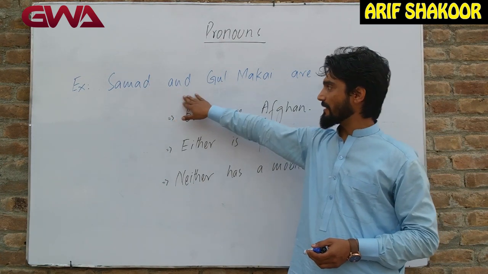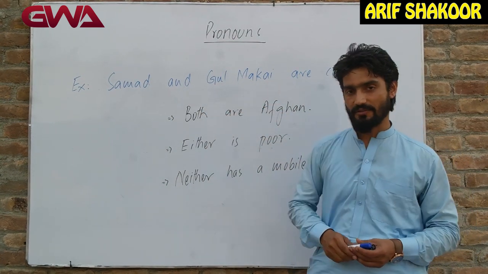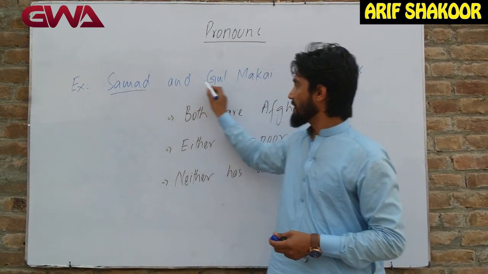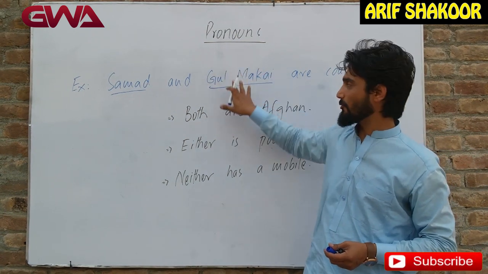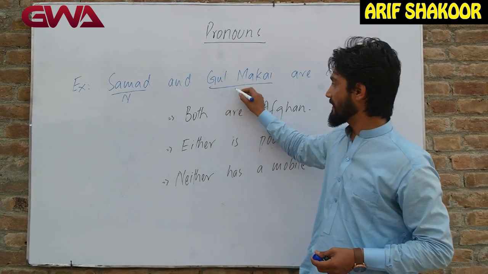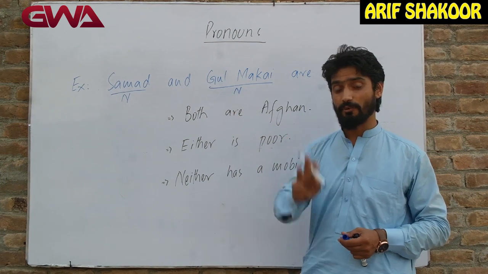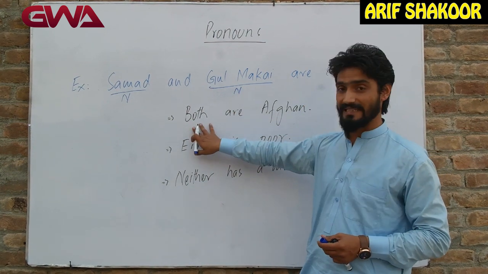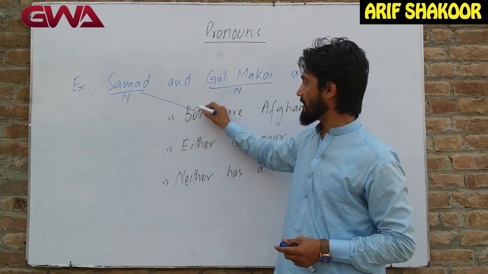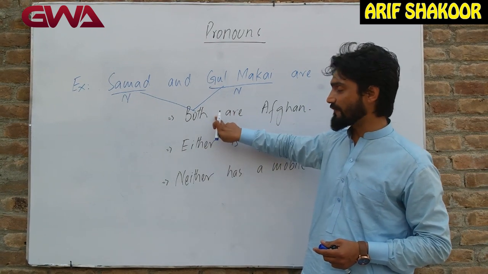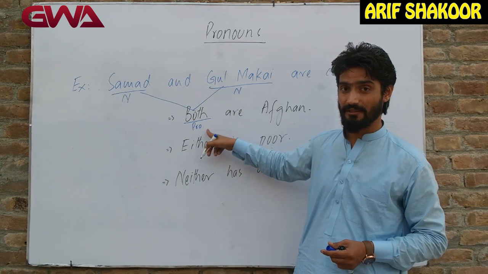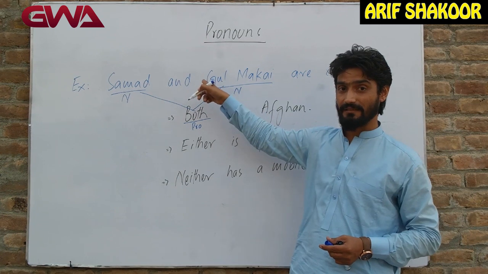Example, Samad and Gulmakai are cousins. Now, remember one thing, pronoun is used when a noun is clear. So here we have one noun, Samad, and another noun, Gulmakai. We are talking about two persons. Example, both are Afghan. Here, both means Samad and Gulmakai. Now, both is not followed by a noun. So it functions as a pronoun here because nouns are already clear.